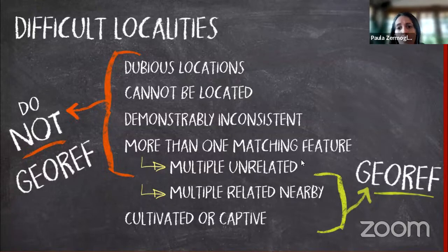There are the ones that have more than one matching feature, or where those features are unrelated. In all those cases, we should not georeference. Still, very important, we have mentioned this many times before, we have to document why we're not georeferencing. So we have to use the georeference remarks field to say, we did not georeference this location because blah, blah, blah is inconsistent, or we cannot locate it on any map at this date.